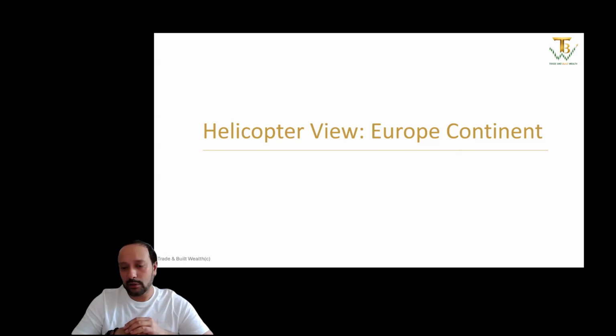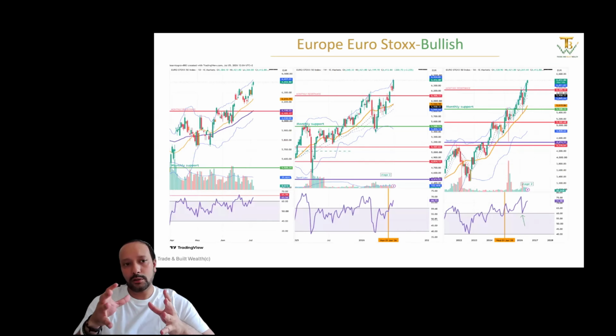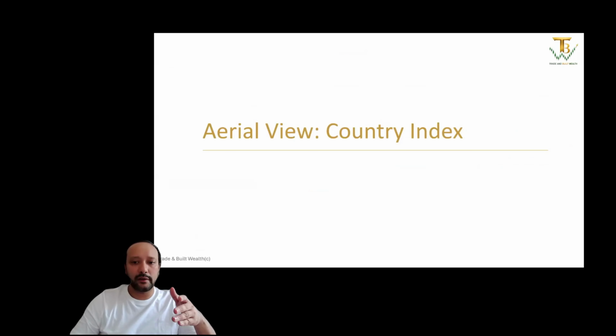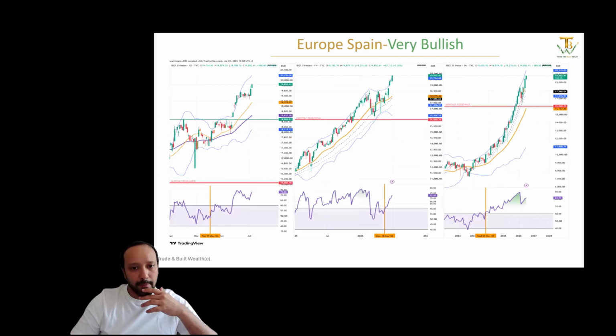Now let's have a deeper look into Europe as a continent itself. What is happening here? So Euro stocks basically tracks Europe here, and it's almost at an all-time high, bullish. If you see all three, long-term, mid-term, and short-term are at their all-time high position, which is a really good sign for us. Now let's go into an aerial view, where we look into country indexes for major countries within Europe to see who is showing the most strength and going into momentum here.